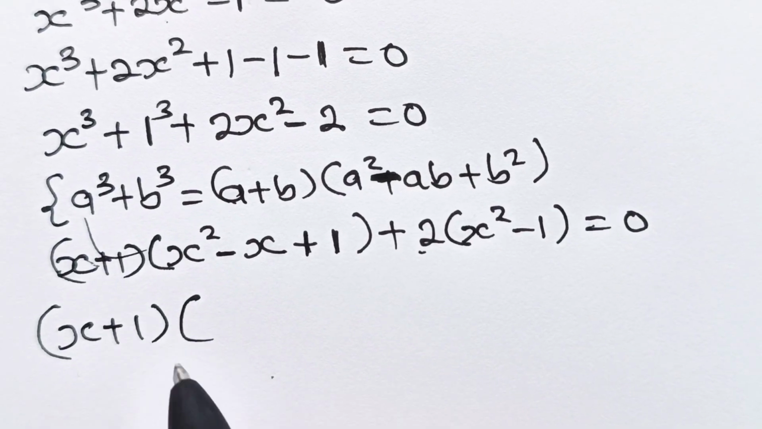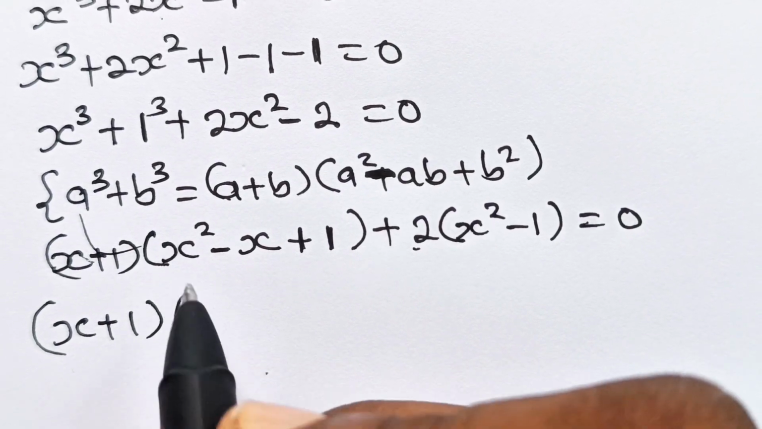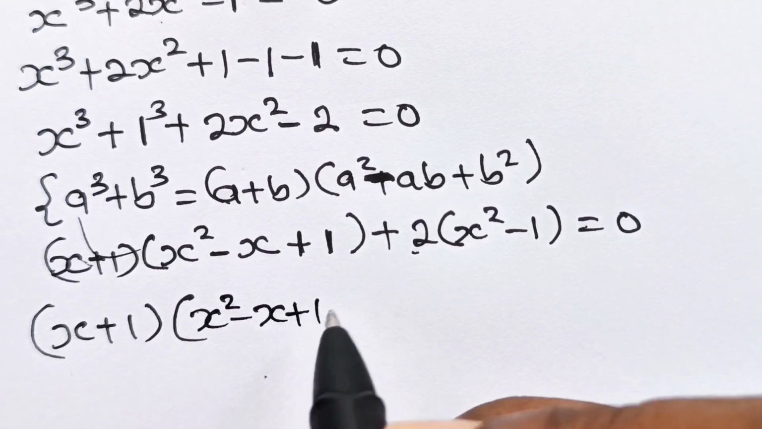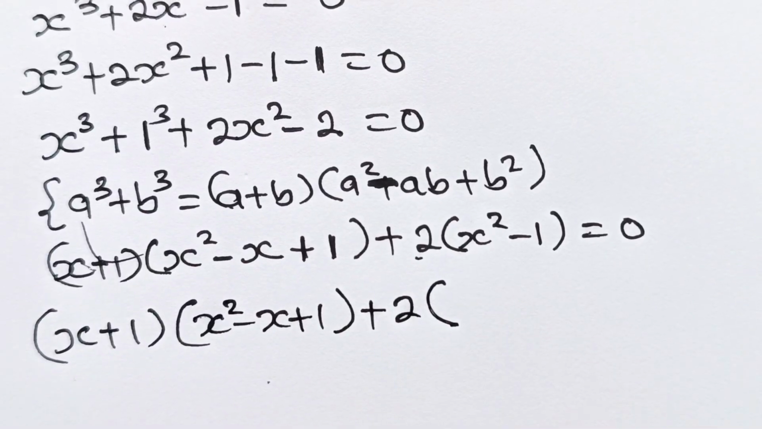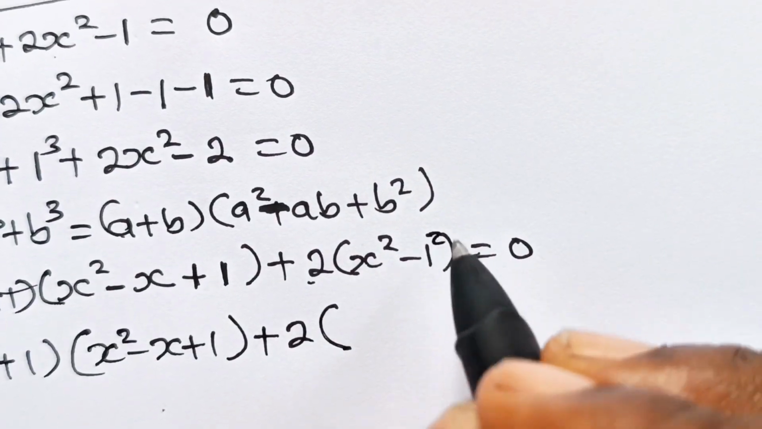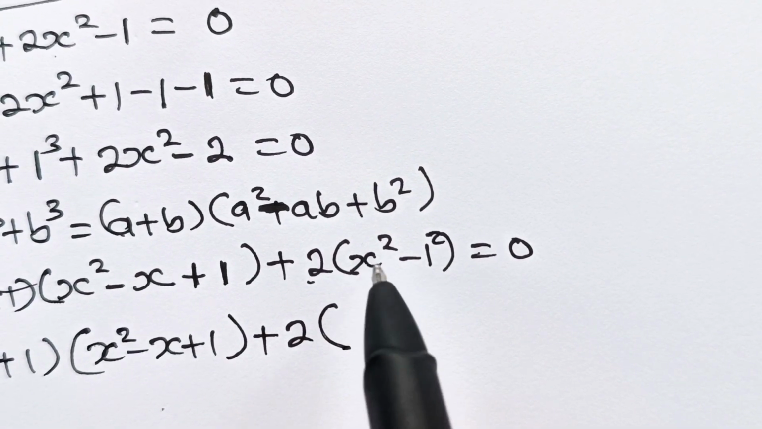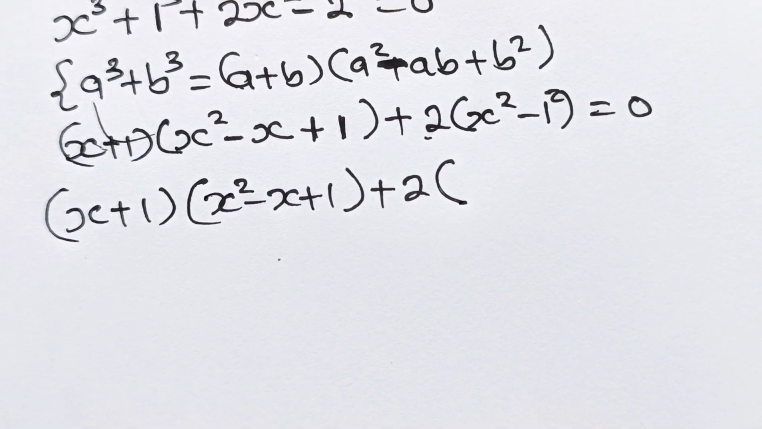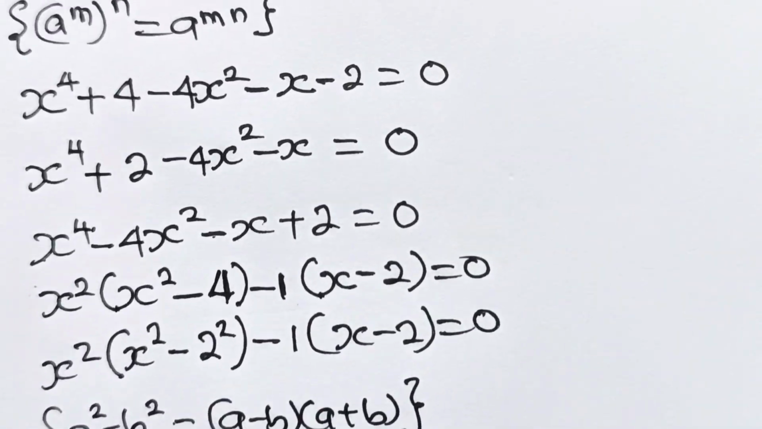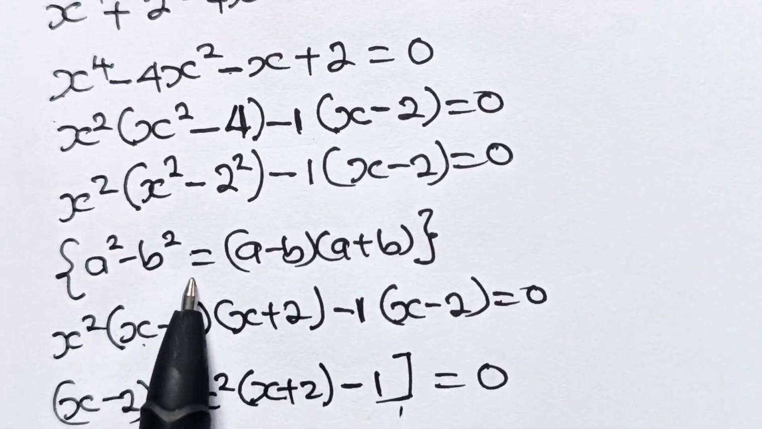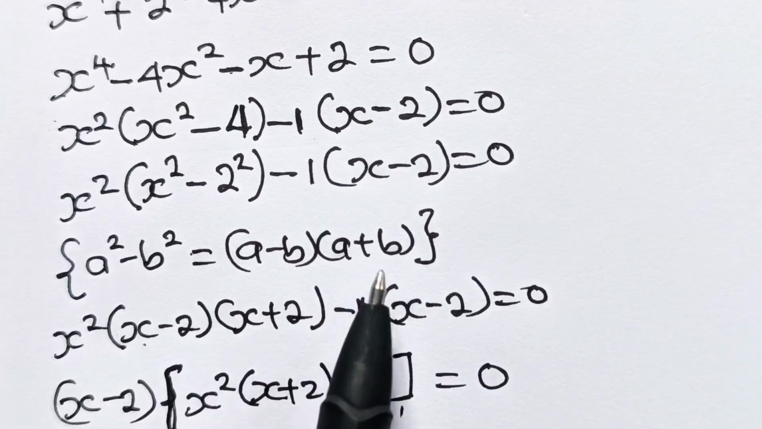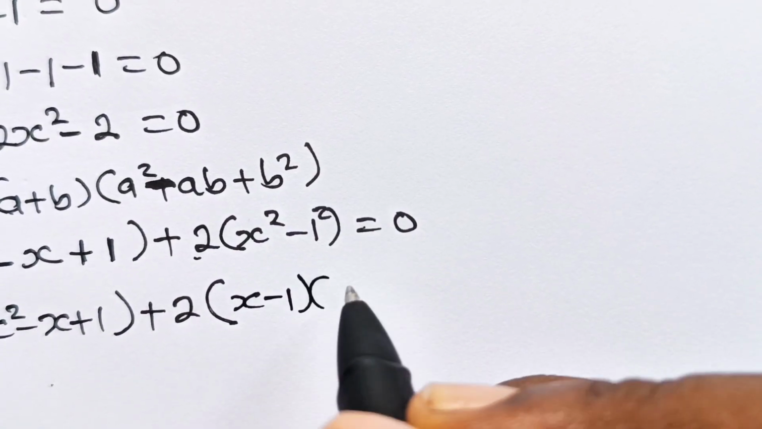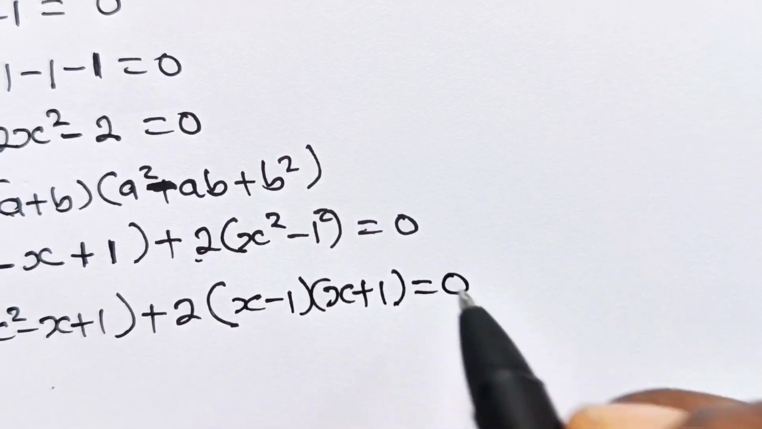All right, let's continue. Now we have this is x squared minus x plus 1 plus 2 brackets. Now this is the same thing as x squared minus 1 squared. And this is difference of 2 squares, right? Now remember that in difference of 2 squares, we have talked about it here, that a squared minus b squared is a minus b multiplied by a plus b. So we are going to have x minus 1 multiplied by x plus 1 is equal to 0.